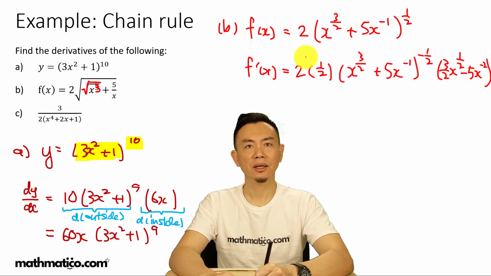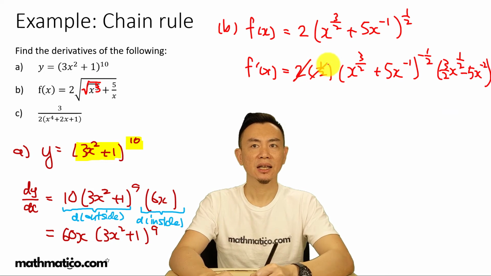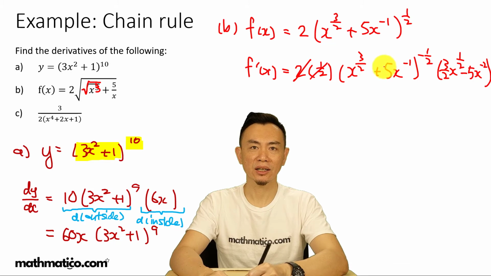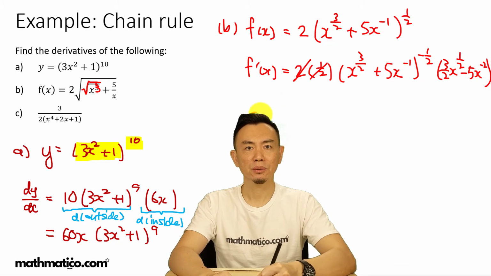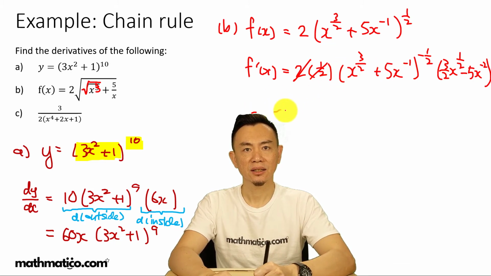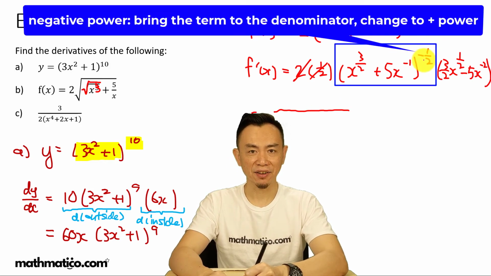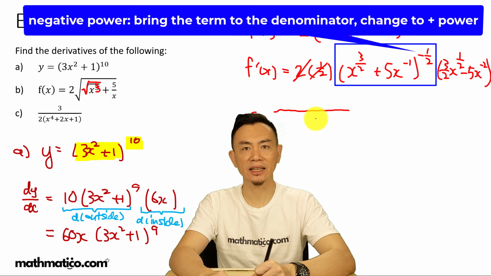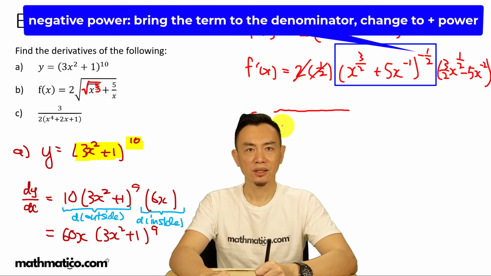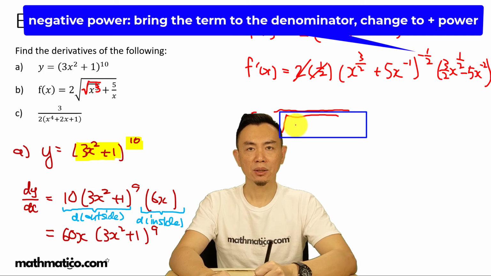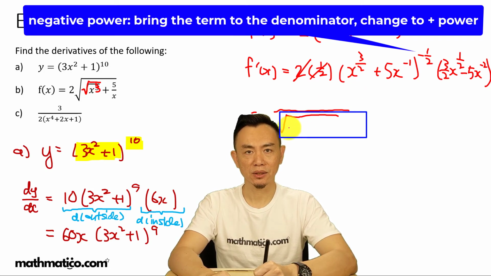Alright, so now the 2 and the half cancel, and we are pretty much done, but we need to always organize it. So we will have this power here, which is a negative half. Negative half power means it's taking a square root in the denominator. So we put this square root in the denominator with x to the power of 3 over 2. This will be x cubed, same thing, square root of x to the power of 3.